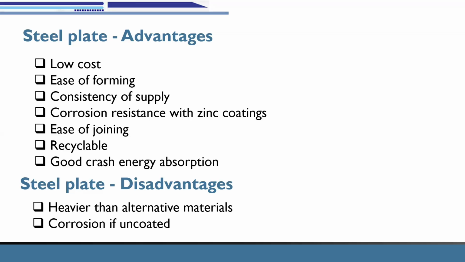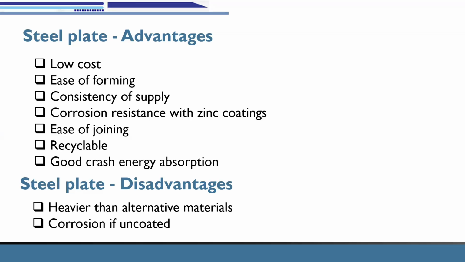Steel panels are easily joined with other steel panels with the help of welding operations. It's highly recyclable and has good crash energy absorption. So these are the major advantages of using the steel panel.